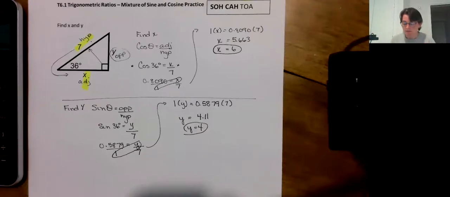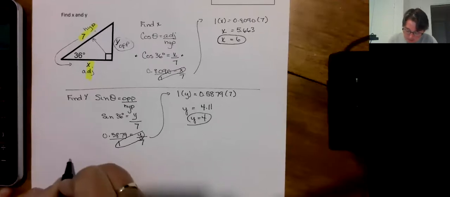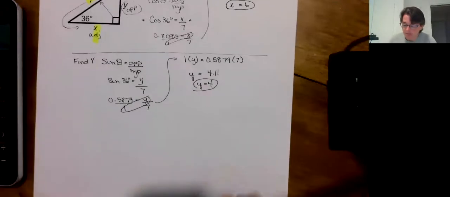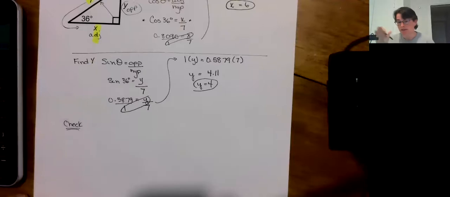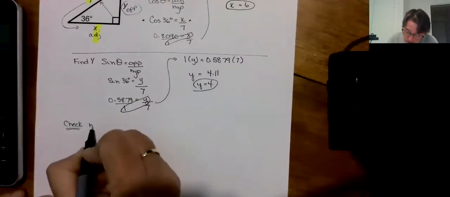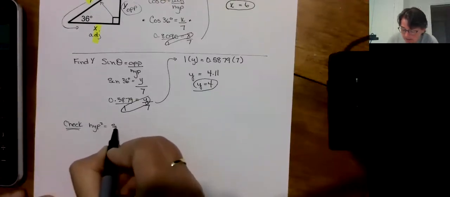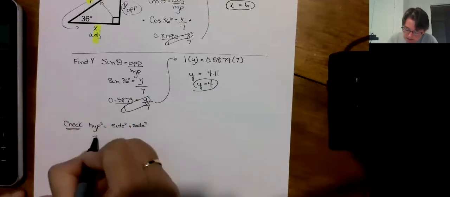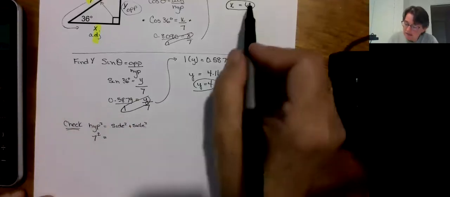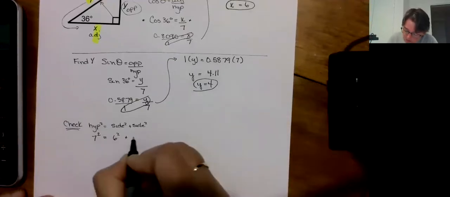Couple of things. Let me make it clear: the question is done. We got the two answers, x and y. We're done. However, let's say you're paranoid or you want to practice the Pythagorean theorem. You can use that to check, because if you know you have three sides of a right triangle, it should work out. So hypotenuse squared is equal to side squared plus side squared. Now hypotenuse is 7 squared. My first side is 6 squared plus 4 squared.